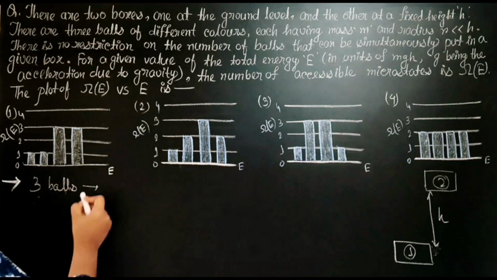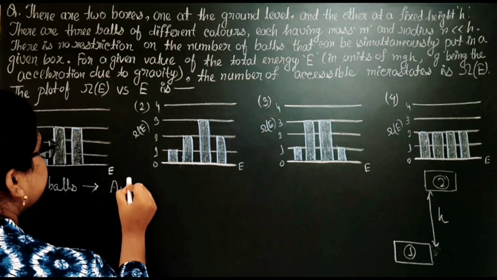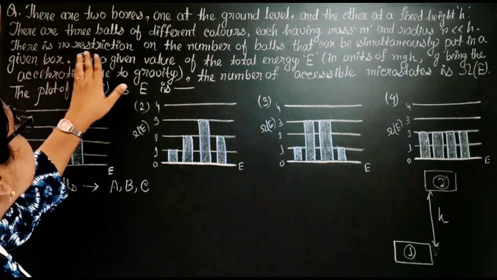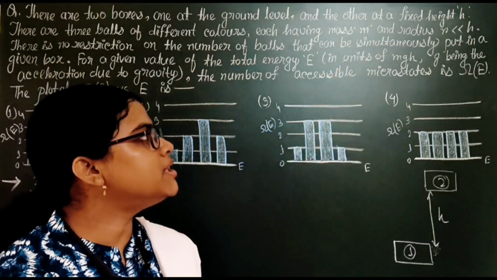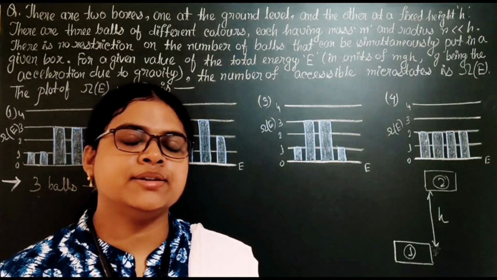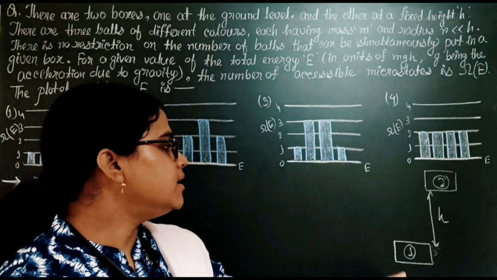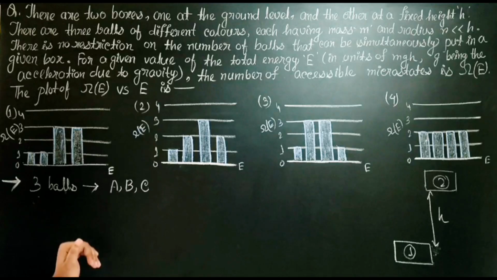Suppose we denote the three balls as A, B and C of different colors. There is no restriction on the number of balls that can be simultaneously put in a given box. So there is no restriction. You can arrange these balls into these two boxes in any way.